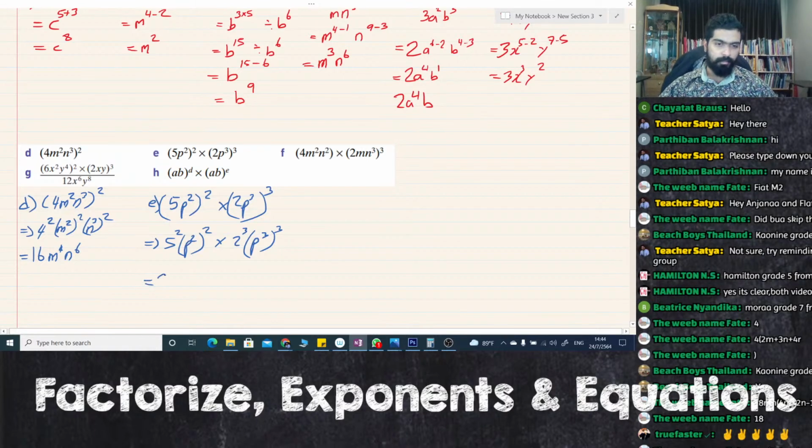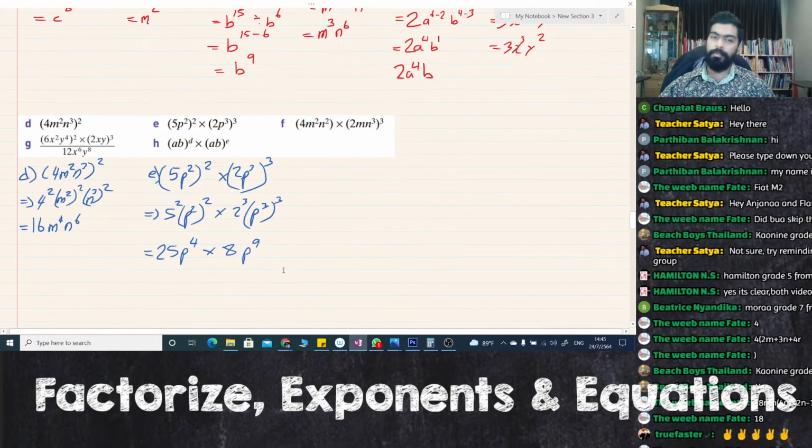So 5 squared is going to give us 25. p squared to the power of 2 is going to give us p to the power of 4, right, guys? Multiplied with 2 to the power of 3 is going to give us 8. And p cubed raised to the power of 3 is going to give us p to the power of 9. Right, guys? Now, finally, what we have is 25 times 8, right? So 25 times 8 is going to give us 200.